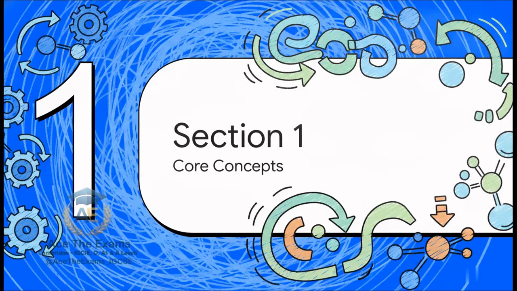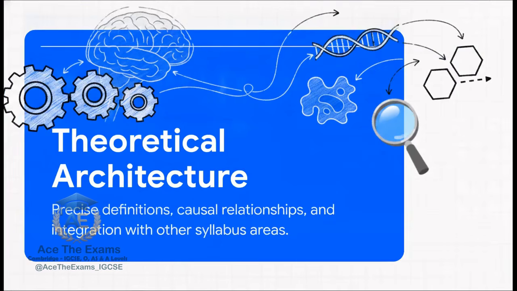Section 1, Core Concepts and the Open Loop. Let's look at the underlying theoretical architecture for enzyme reactions. So Cambridge prioritizes analytical depth over superficial breadth. What does that mean for you? It means your answers absolutely must rest on precise definitions and crystal clear causal relationships, like exactly how temperature affects the kinetic energy of amylase molecules hydrolyzing starch. You can't just say it gets hotter so it goes faster.